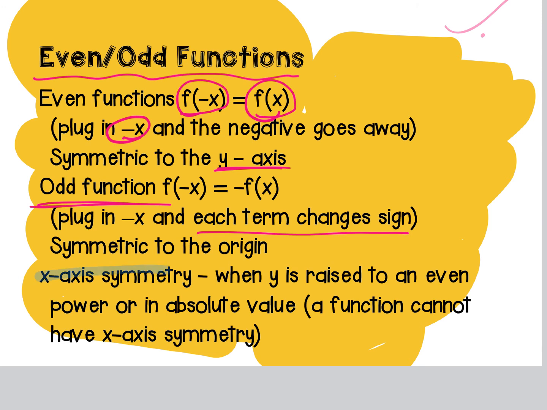The last kind of symmetry is x-axis symmetry. This is if I fold it from top to bottom, okay? Now the test for that would be to see if y is raised to an even power or an absolute value, because that's what's going to make your x go away. But that would fail your function test. So no function can be symmetric to your x-axis, okay?